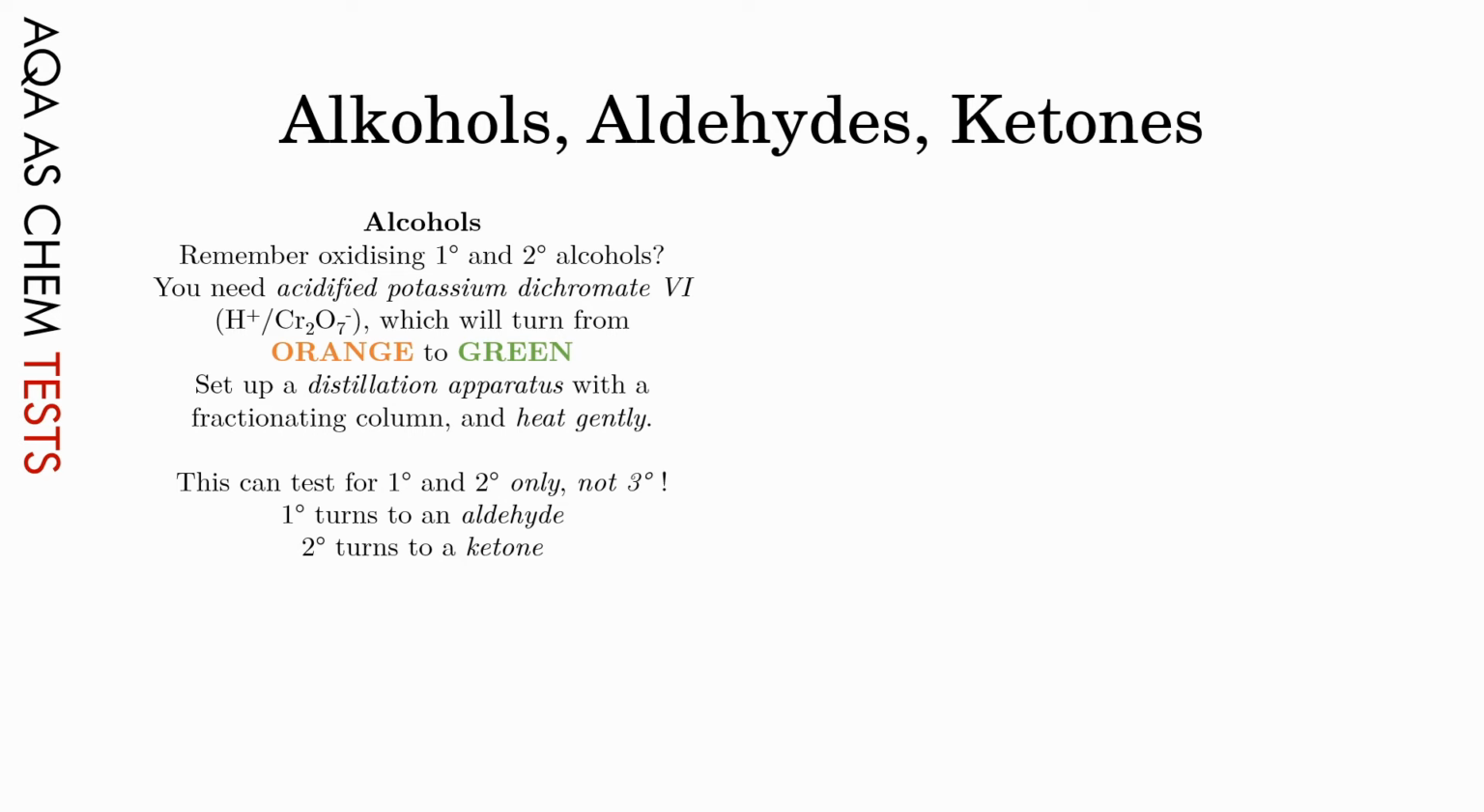Not third, where the first turns to an aldehyde, and the second to a ketone. So if we have three mystery alcohols, this tells us which one of those is third order, but it doesn't tell the difference between first and second order. So how do we do that?